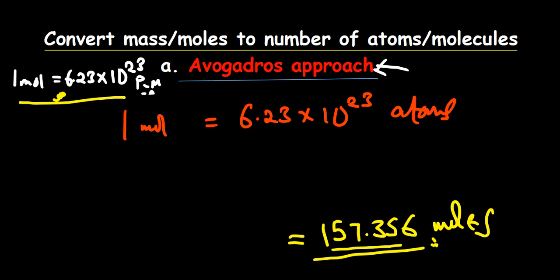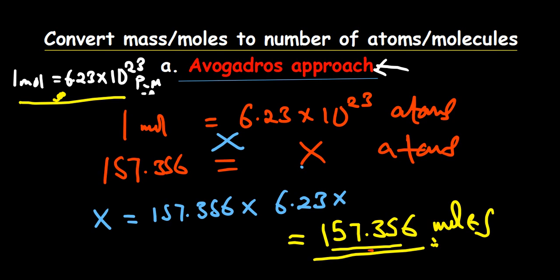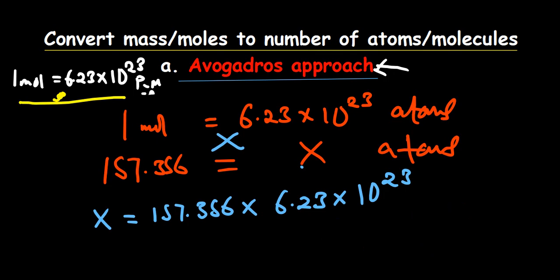And then here we have this number of moles. So we have 157.356 equals x atoms. From here we're just going to cross multiply. x multiplied by 1 gives x, and on the other side we have 157.356 multiplied by 6.23 multiplied by 10 to the power 23. We just punch that value into the calculator to get the final answer.